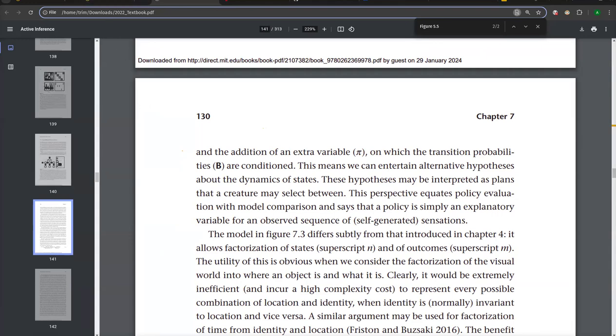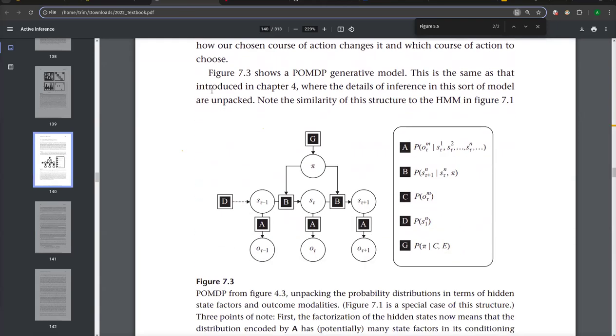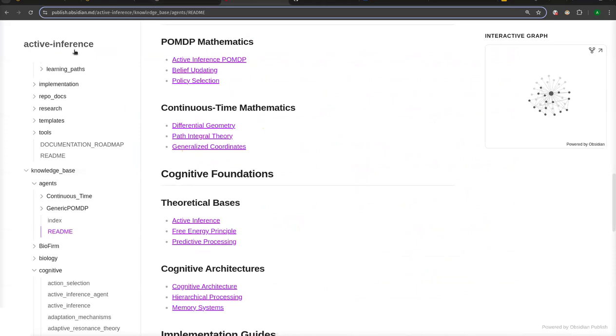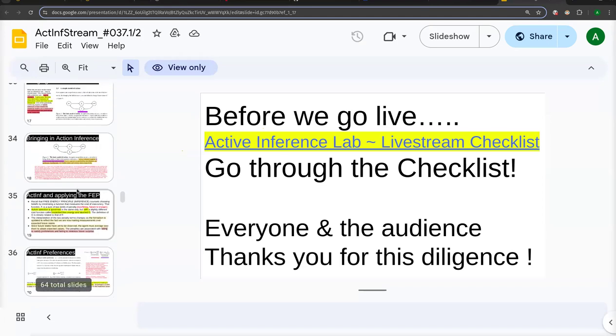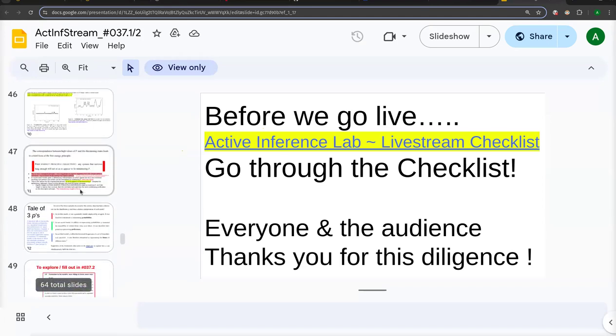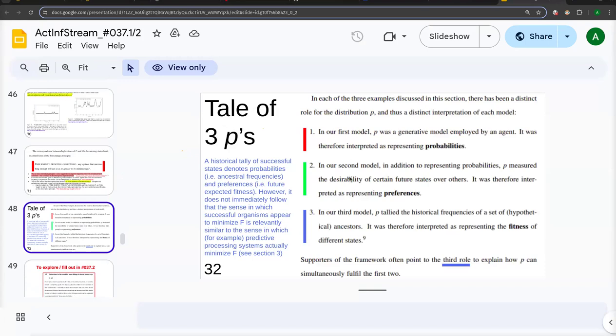But making POMDP models and using expected free energy and variational free energy in the implementations and in this Obsidian repo, in the cognitive repo. It's just POMDPs with VFE and EFE. Also, this is the slide from the three Ps.